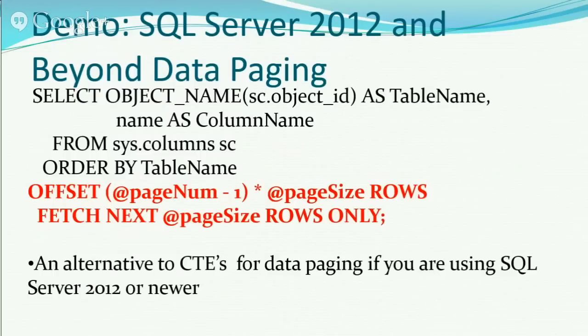The way you could do this with SQL Server 2012 and beyond is a little bit simpler, but it's not available in 2008 R2 or 2005. Here you can use the offset and fetch next, where you're saying offset a certain range. So you can say offset 5 rows, fetch the next 5 rows only. And it's just an alternate way of doing it.